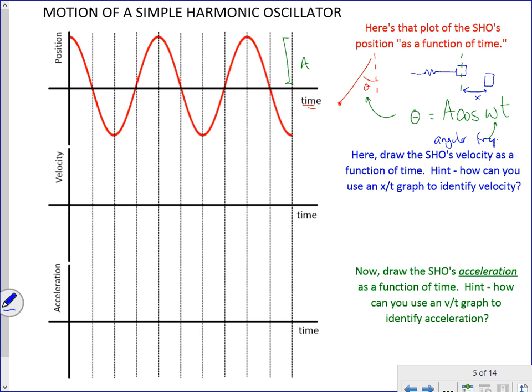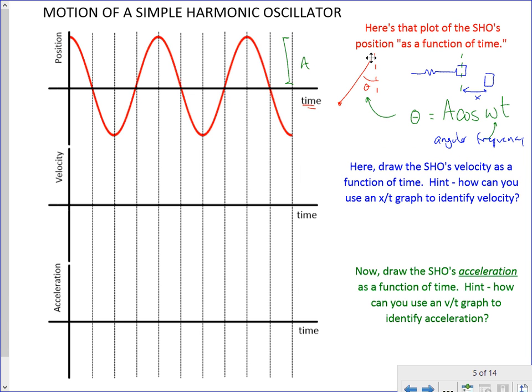Angular frequency. Now that angular frequency dictates how quickly this object goes through one cycle, or comes back to its original equilibrium position. And it's related to the amount of time it takes to do that. And it's related this way. We say that omega is 2 pi divided by the period.